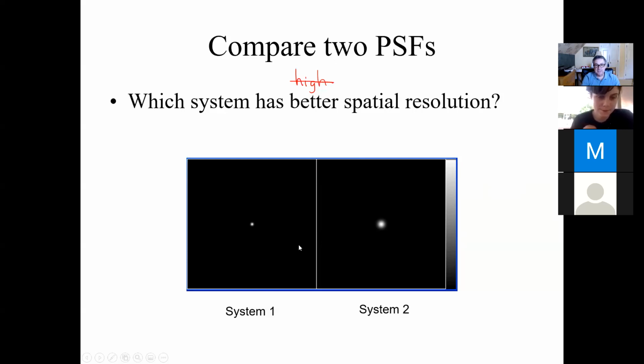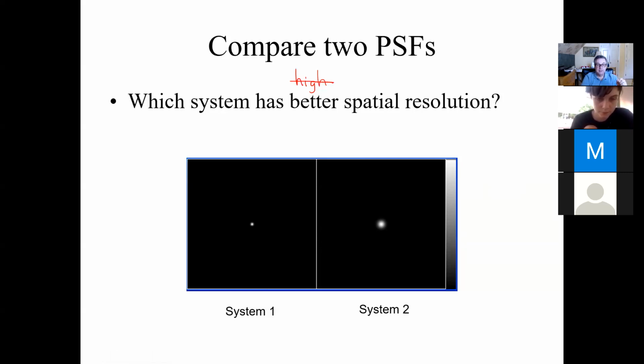Okay, so these are the same guys as before, right? And so, you know, if we say, okay, which one has better spatial resolution, I say, okay, if these are the point spread functions, then they're going to blur the system with this function. And the one that introduces less blurring overall is going to have the better spatial resolution. So in a point spread function, narrower is better, right?